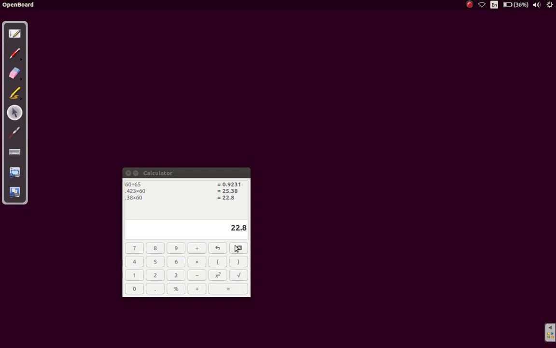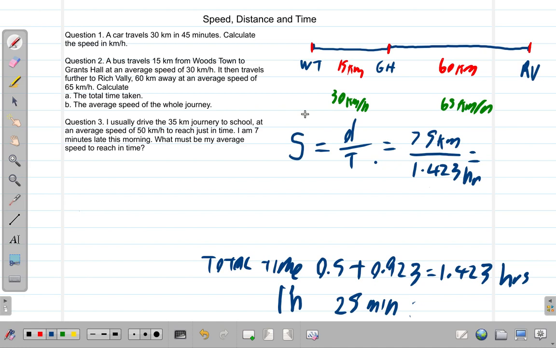So, 75 divided by 1.423 equals 52.7 kilometers per hour. So it's 52.7. Let me write it down here. 52.7 kilometers per hour. 52.7 kilometers per hour is the average speed of the whole journey.